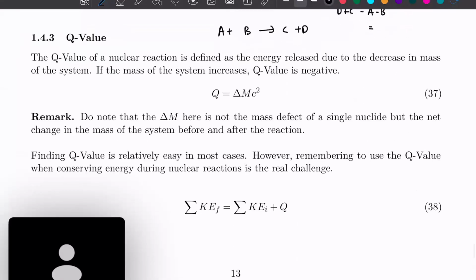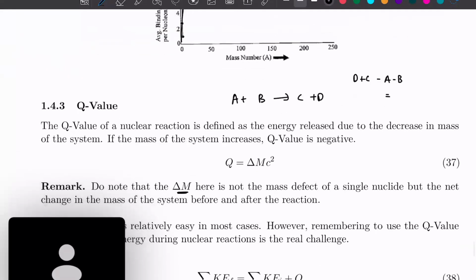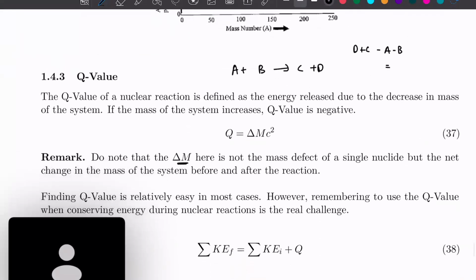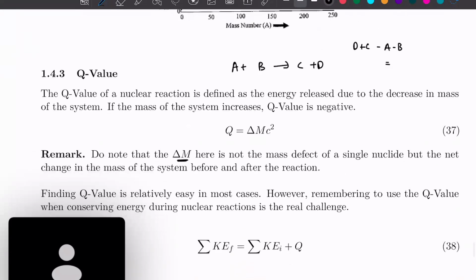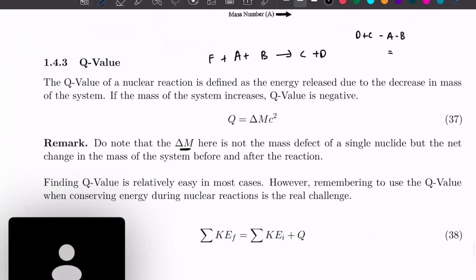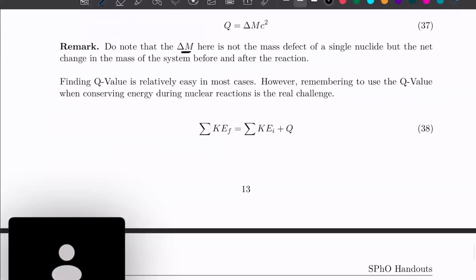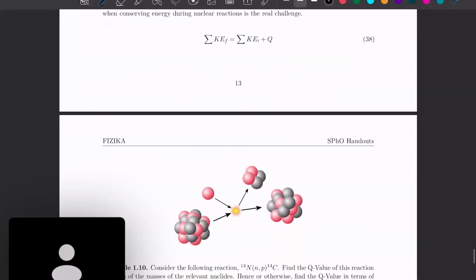And also do note that delta M here, which is delta capital M, is not the mass defect of a single nuclide, but the net change in the mass of the entire system. So there are multiple nuclides. Maybe there's even a photon here or something. So it's the net change in the entire system's mass. So don't get confused by delta M.